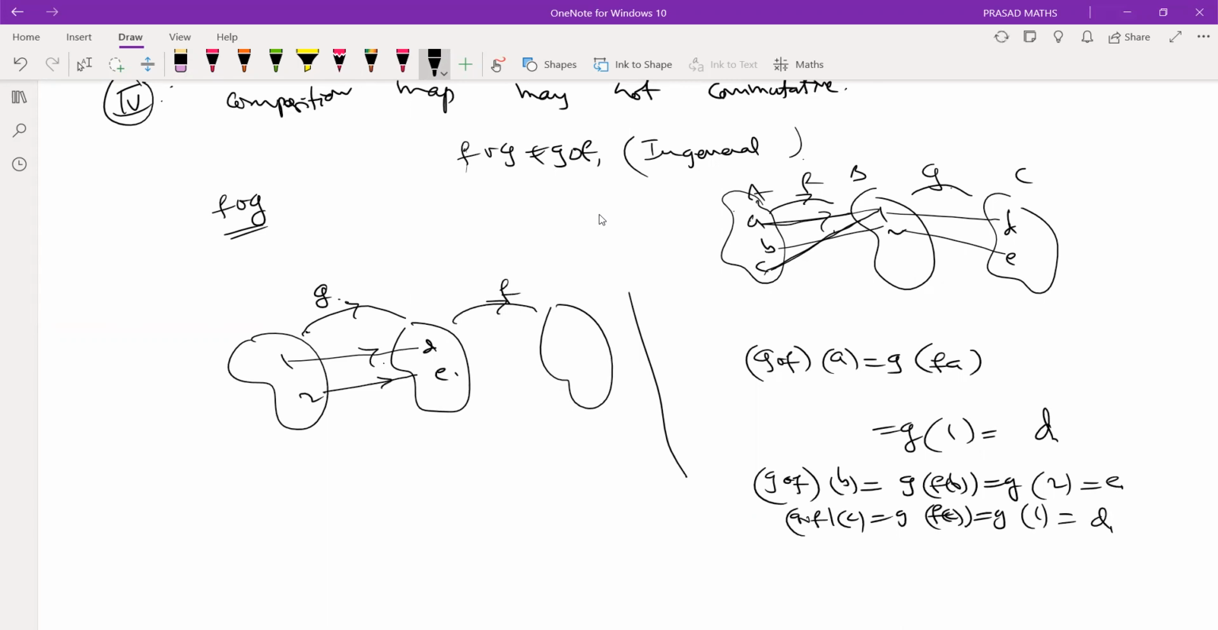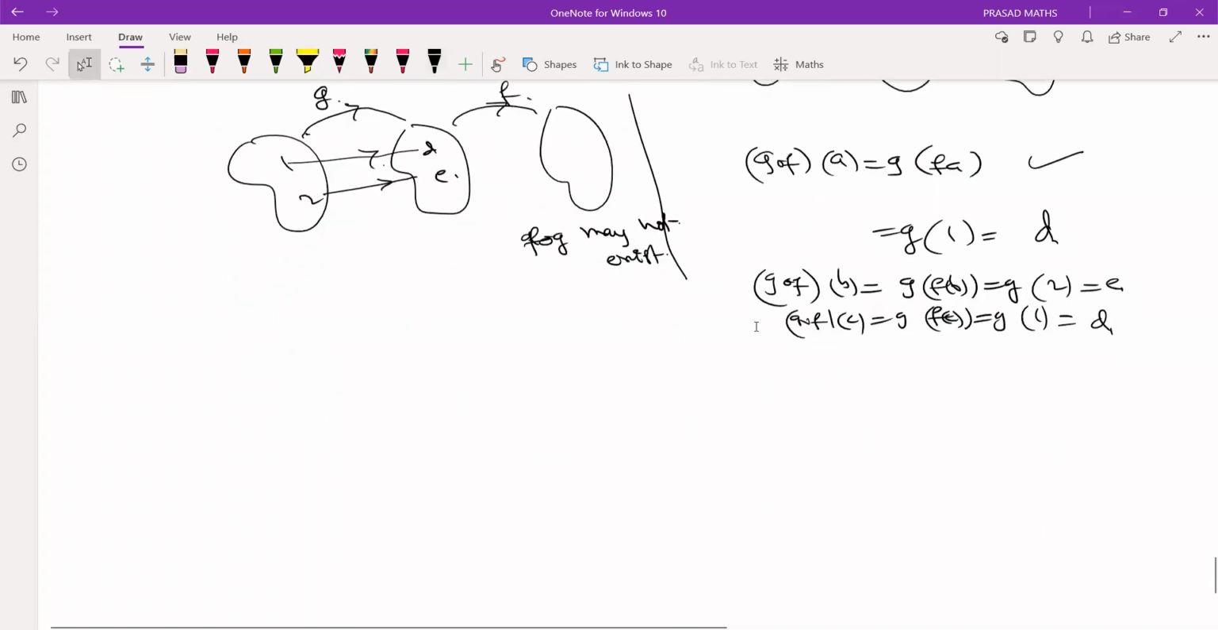What is my F? See, this is not meaningful, right? So what you observe is that F circle G may not exist. Can you write F circle G? G circle F is meaningful, but can you write F circle G? Yes or no? So it is not possible. Therefore, composition of mappings may not be commutative. We can easily observe this. Of course, we can take any random example also. This is property 5 for finite sets.